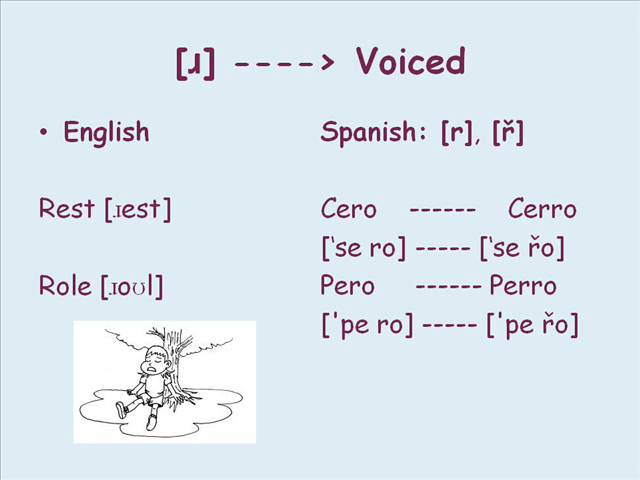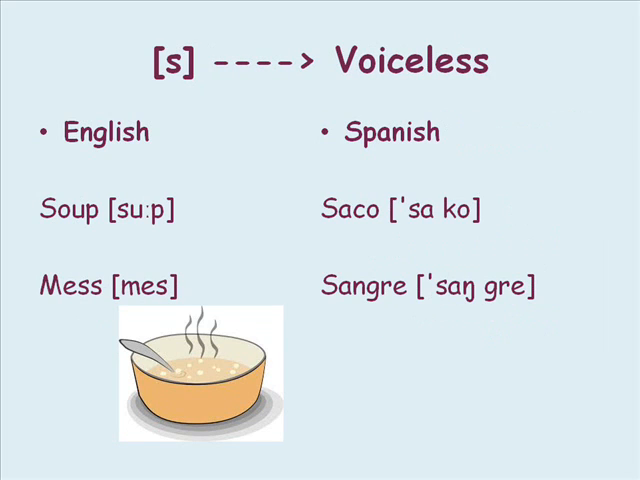That is the reason why it is difficult for English speakers to produce it. This sound is voiceless in both languages. It is found in the words soup, mess in English, and saco or sangre in Spanish.